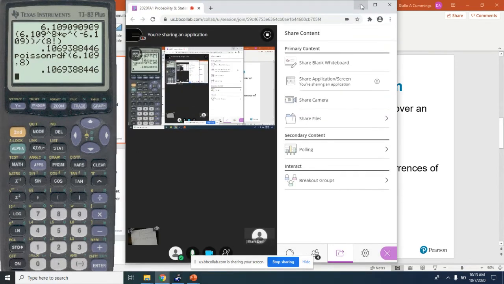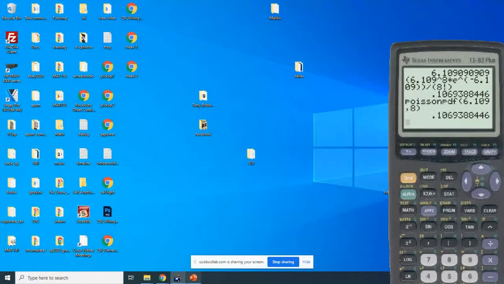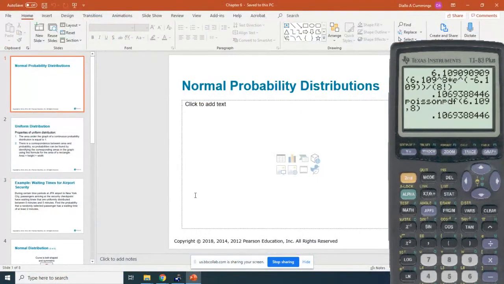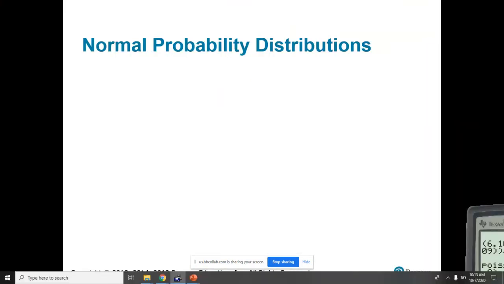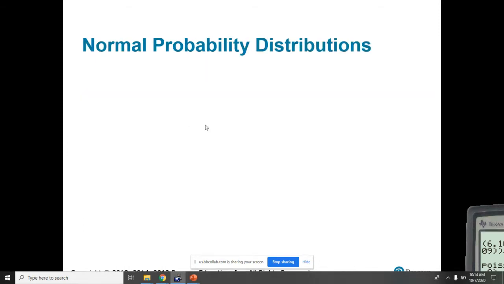All right, so now we're going to move on and we're going to talk about the normal distribution and the standard normal distribution. Okay, so this is all titled as normal probability distributions. All right, so the first type of distribution is a uniform distribution, and the uniform distribution is not actually a normal distribution.